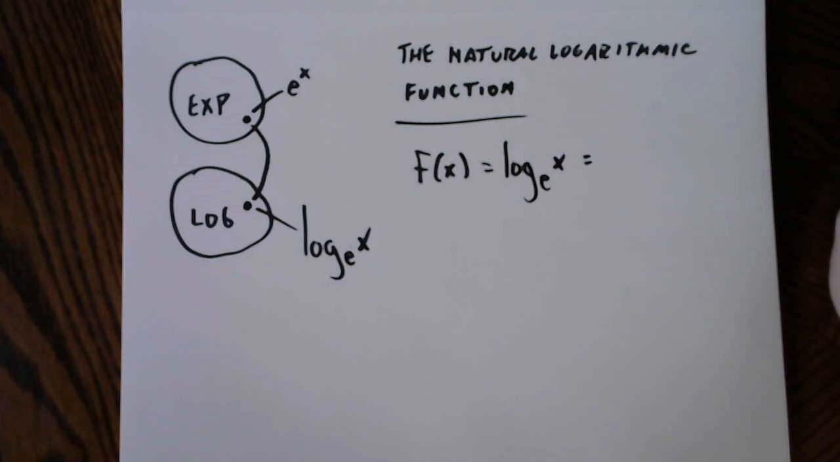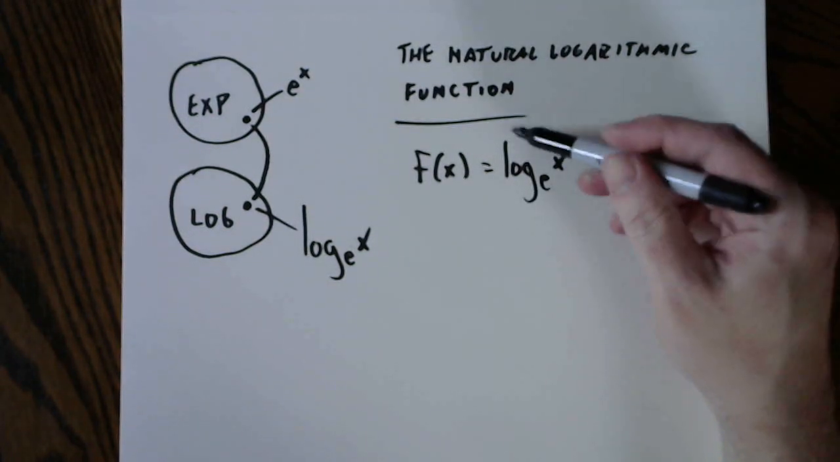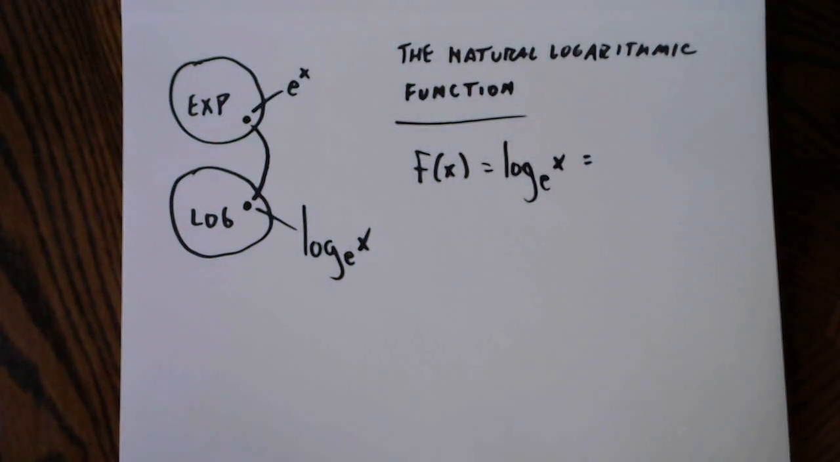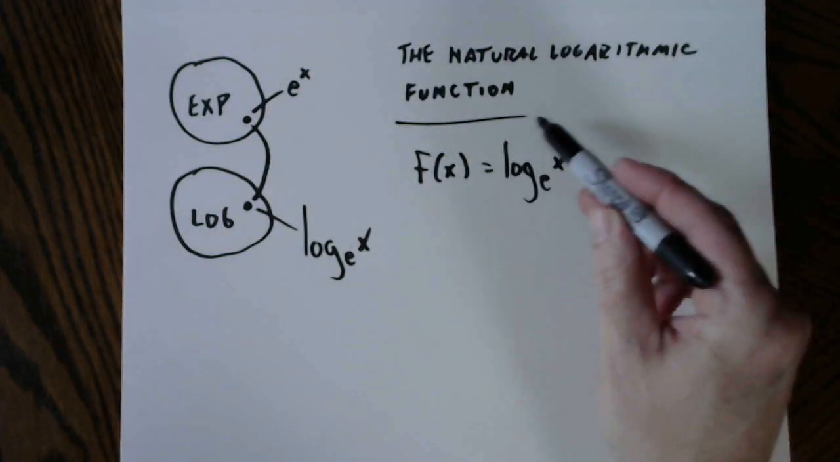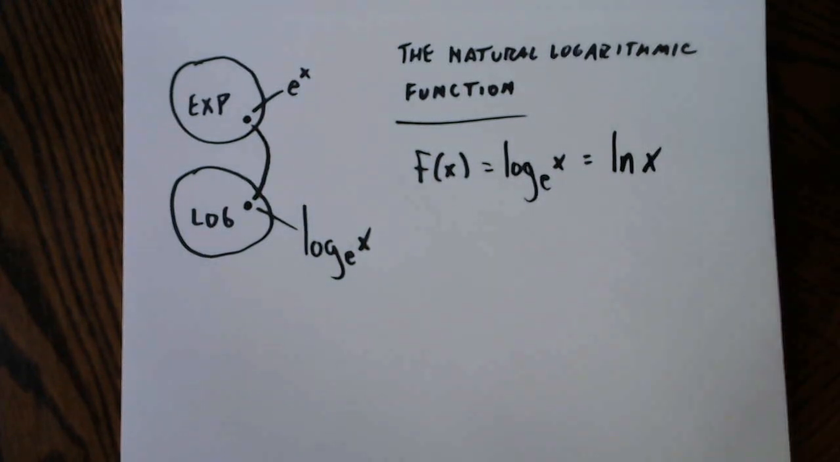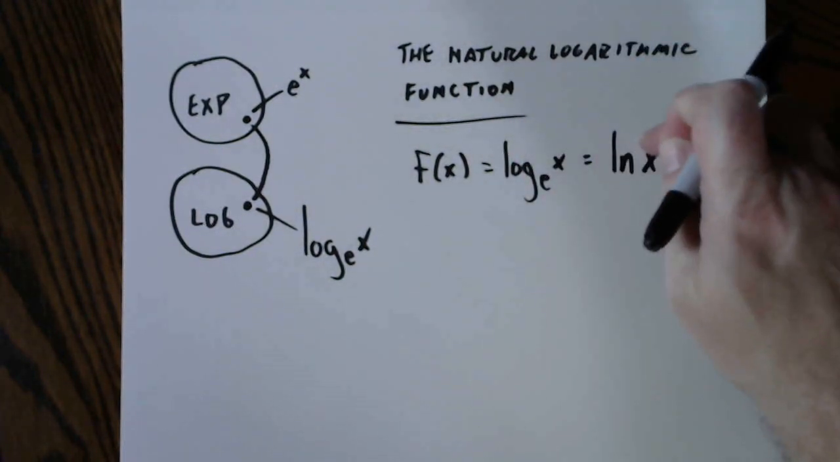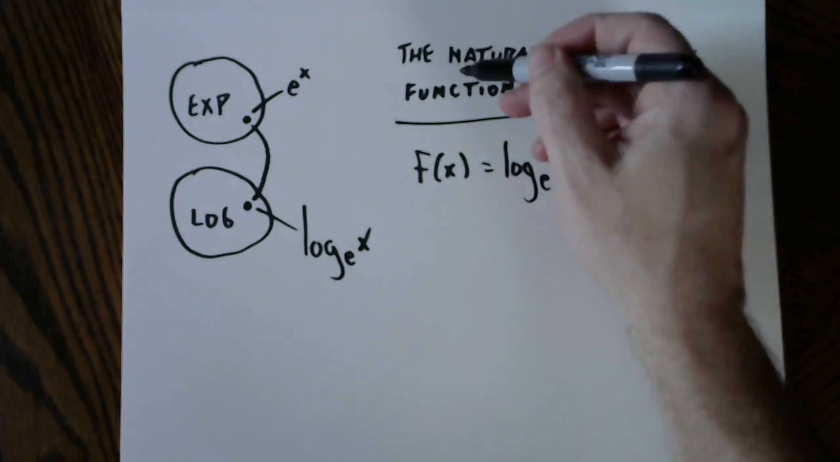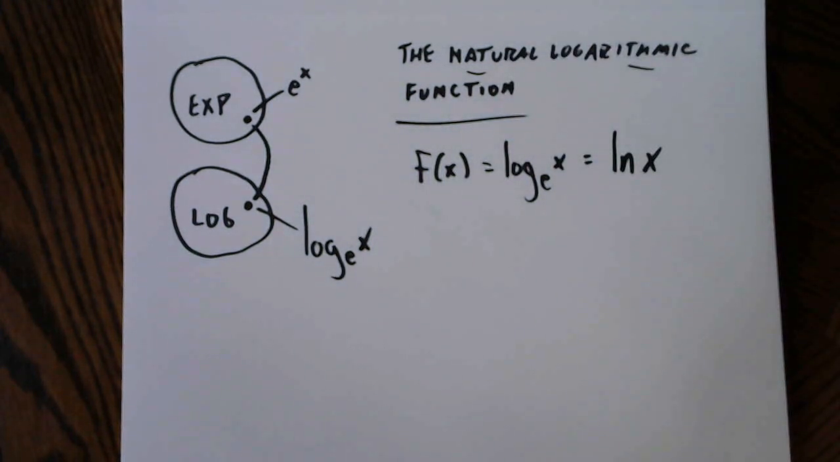To make us irritable, rather than just use this standard notation that we've been using, they decided they have to have a special notation. So you could write this, but nobody does. Instead, they use this. This is a log base e. We call it the natural log.